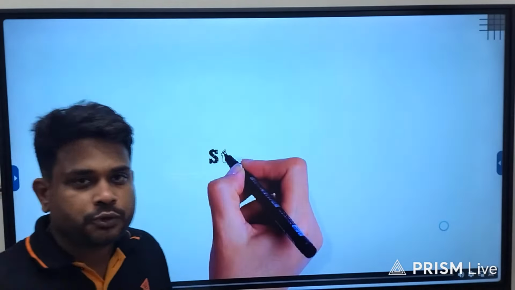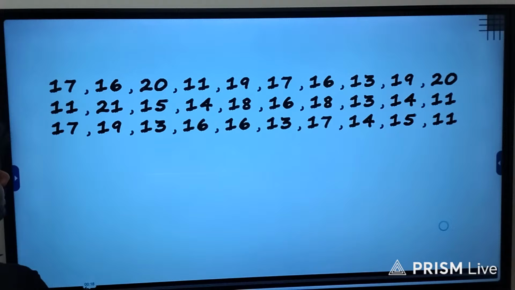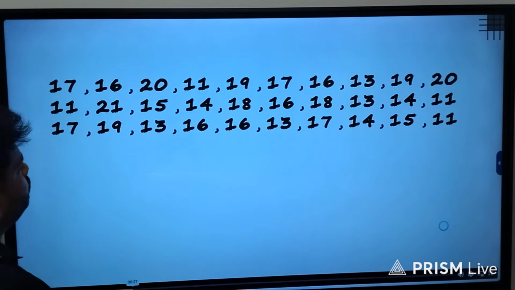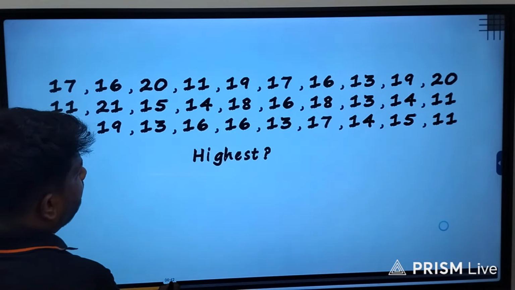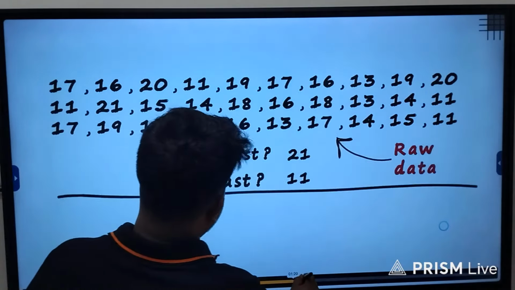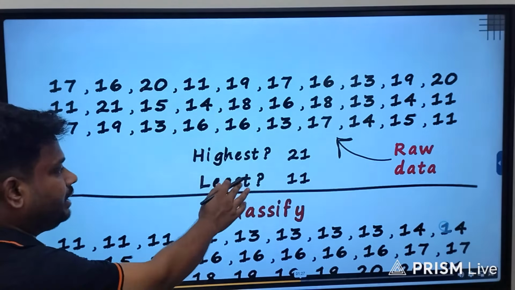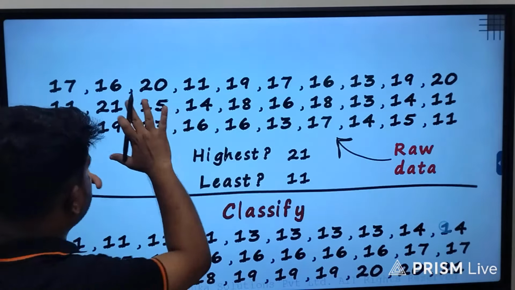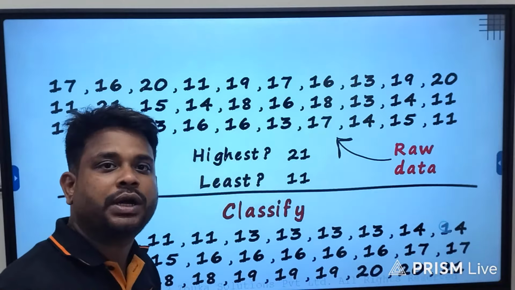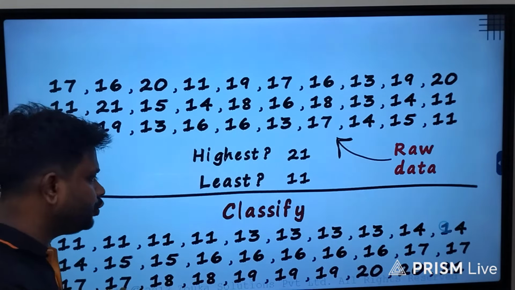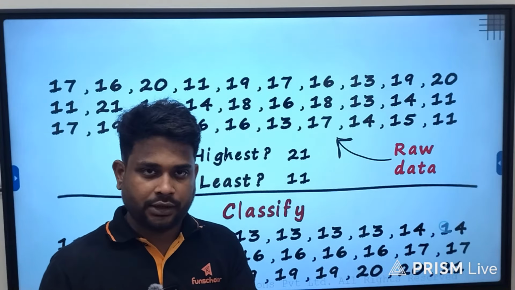Okay, so here is the video. From this video we have learned what data is. This is the given data, which will be called raw data, and from this raw data we get the highest and the lowest value of the data. And after that, what is classification? Classification is actually arranging the data in ascending or descending order.